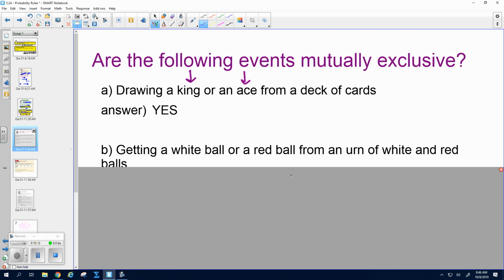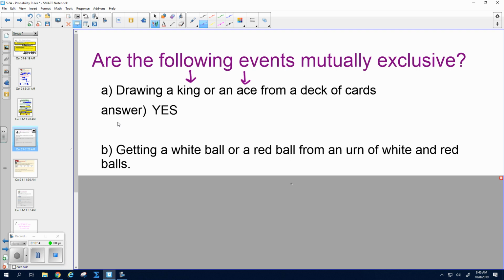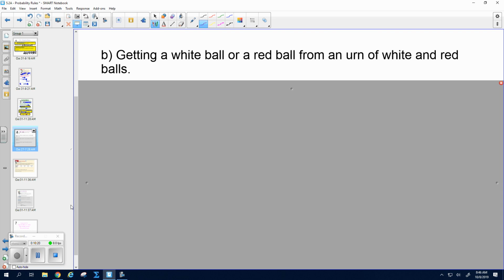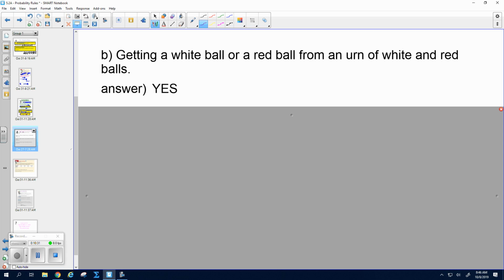Getting a white ball or a red ball from an urn of white and red balls. Are those mutually exclusive? Yes, you can't get one that is both, according to this problem. We don't have balls that are both red and white, so they are mutually exclusive. And again, you could add your results then.